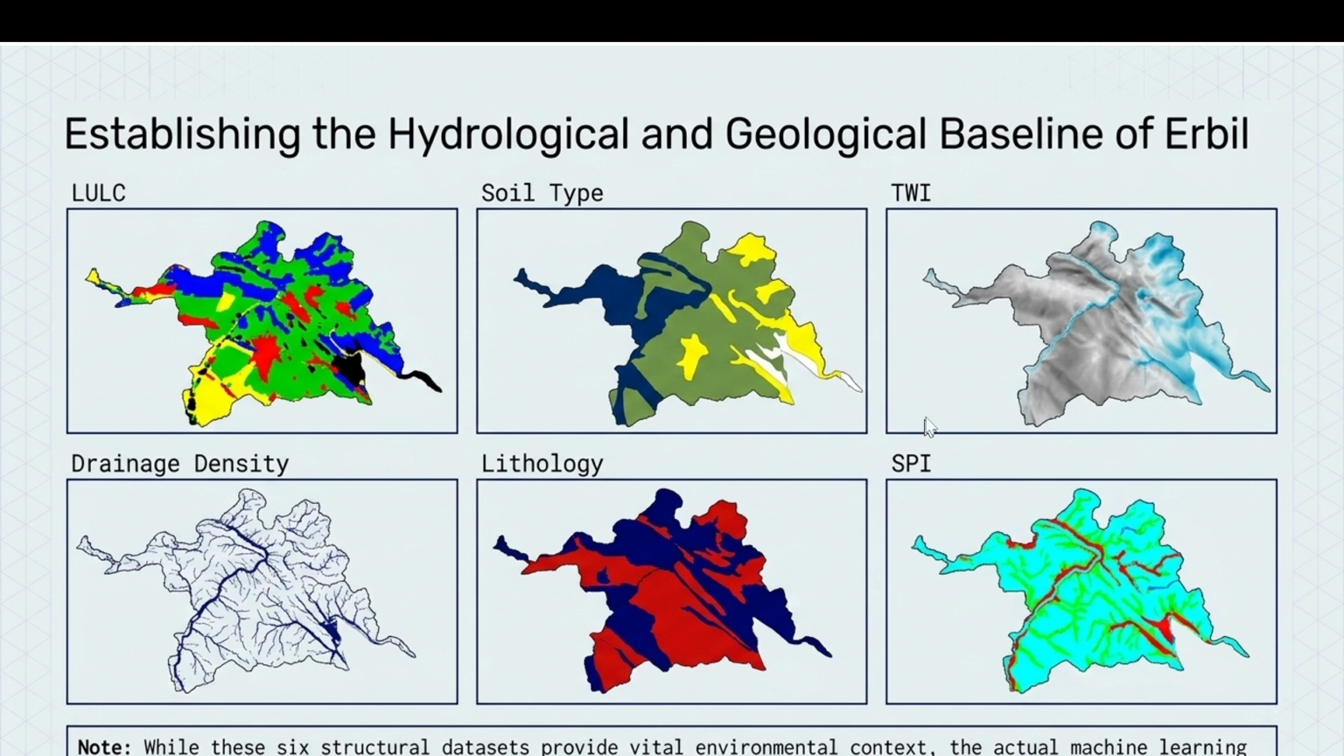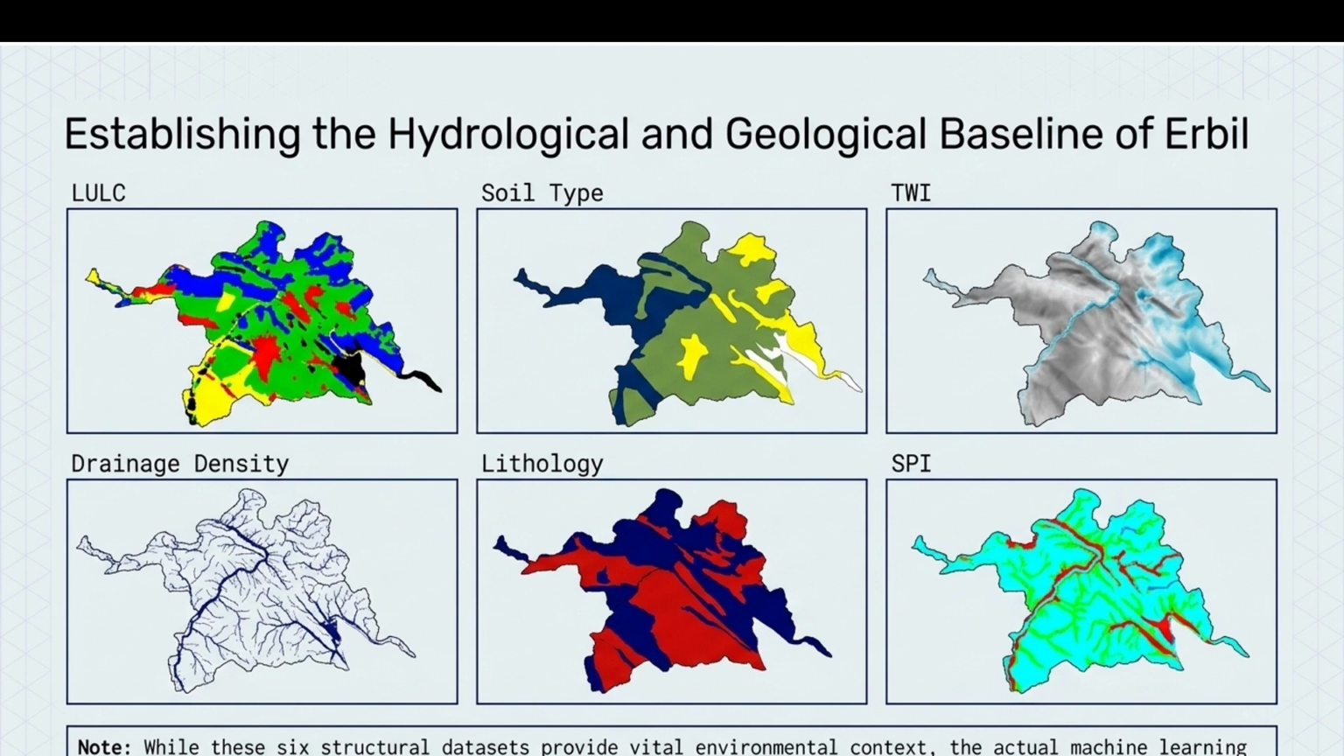First data, land use land cover data. We need the soil type data, okay, for our study area. We need the topographic index map. We need the drainage density. We need the lithology. We need the SPI, stream power index. It's called the stream power index, SPI. So this type of factor we need to apply in our model when you work with flood susceptibility mapping.